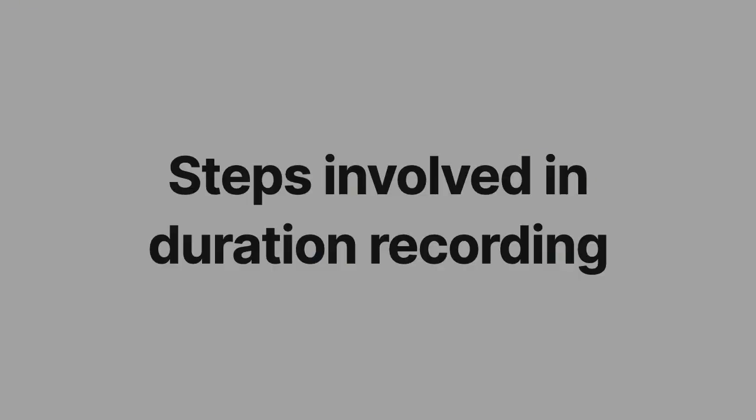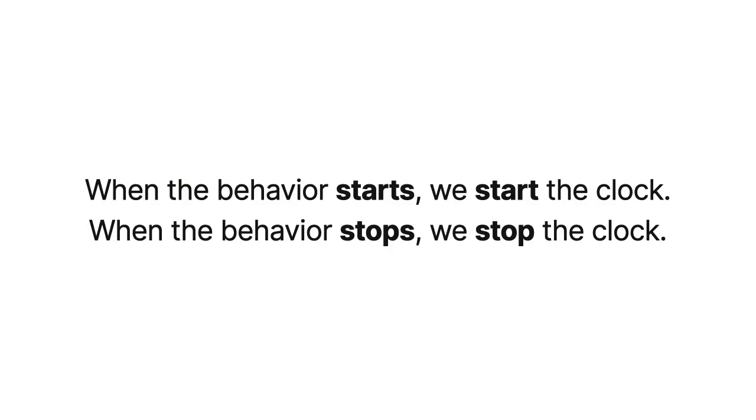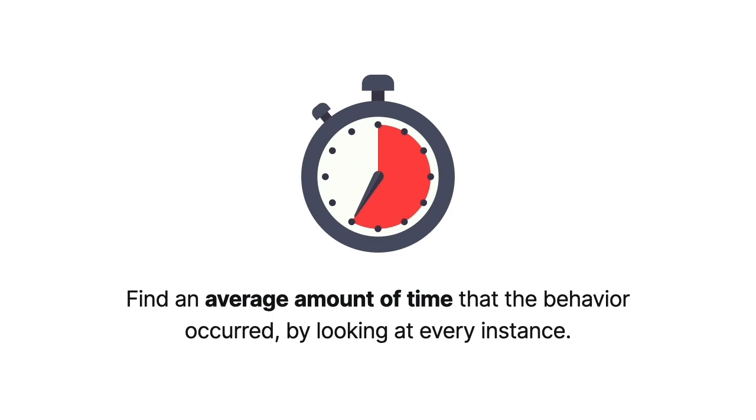Let's discuss the steps involved in duration recording. You can use a stopwatch, a cell phone, or whatever else you have that can measure time. When the behavior starts, we start the clock. When the behavior stops, we stop the clock. And then at the end of the session, we record the total amount of time the behavior occurred.